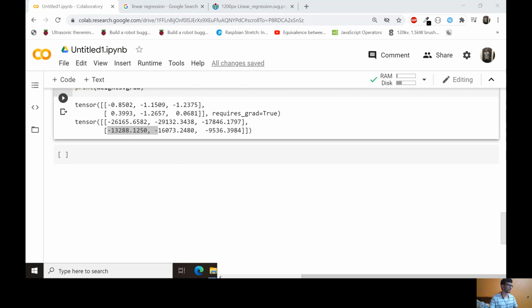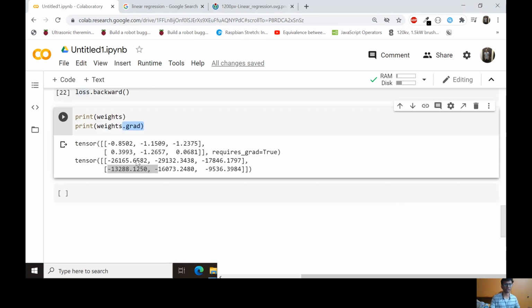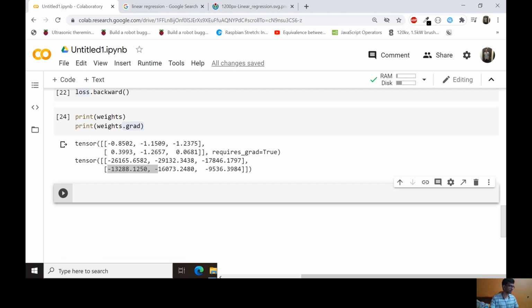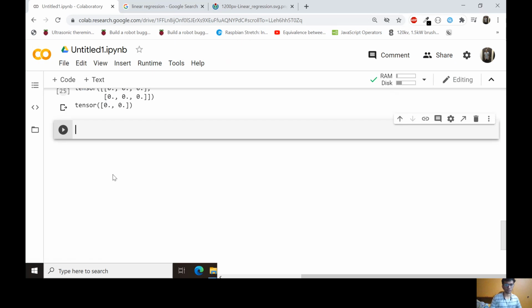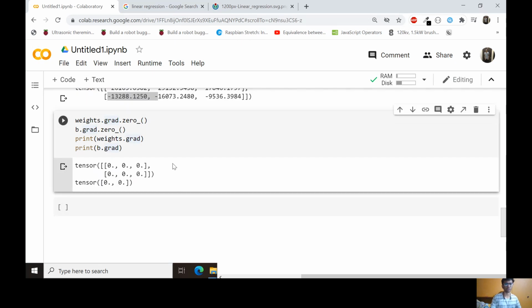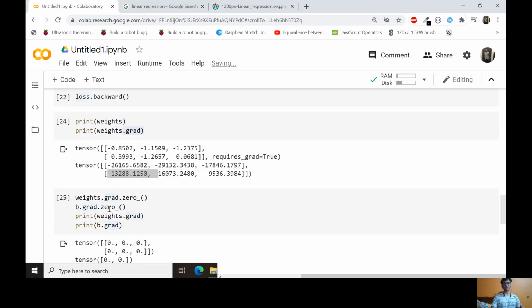So there you go. And after we have done the gradient, we need to reinitialize it to 0. So here's how you reinitialize it. Just change this to weights and weights, and there you go. This will change them back to 0. So we have done the whole iteration. But what have we gained? Have we gained something?